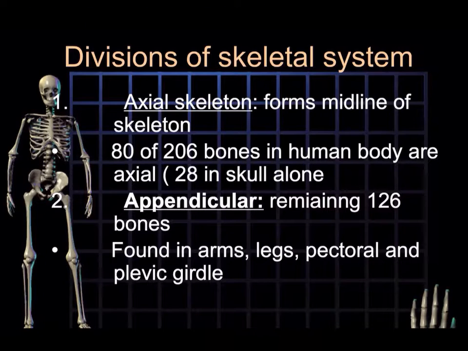Now, the human skeletal system is composed of 206 bones, and we can take the skeletal system and divide it into two parts. The axial skeleton, which will form the midline of the skeleton. We'll show you a picture of that in a moment. And 80 of the 206 bones will lie within the axial skeleton. Of these 80, 28 will be found in the skull alone. The appendicular skeleton will be the remaining 126 bones and will be found in the arms, the legs, the pectoral girdle, which is going to be the shoulder area, and the pelvic girdle, which would be the hip area.